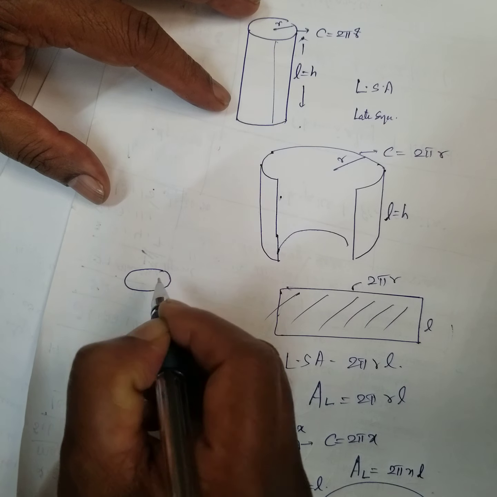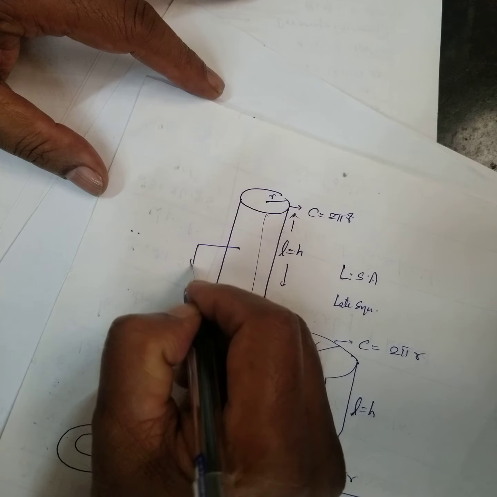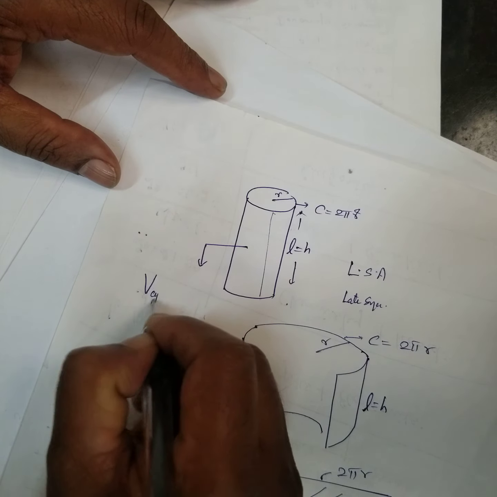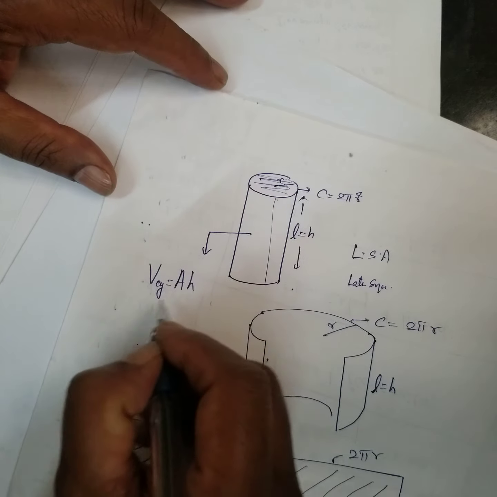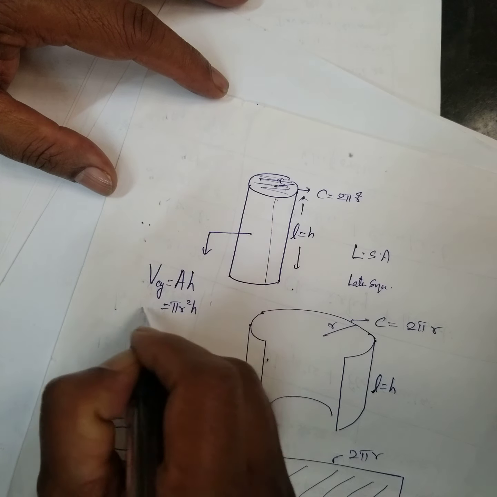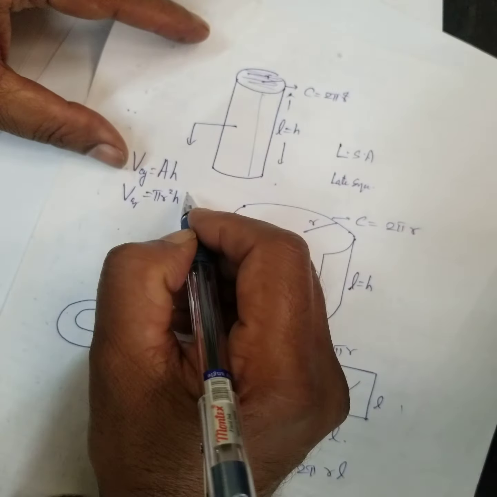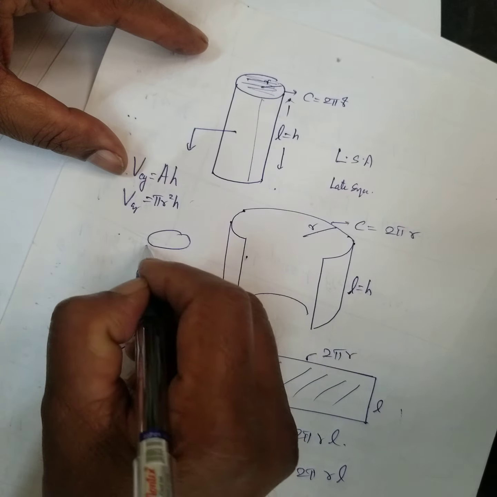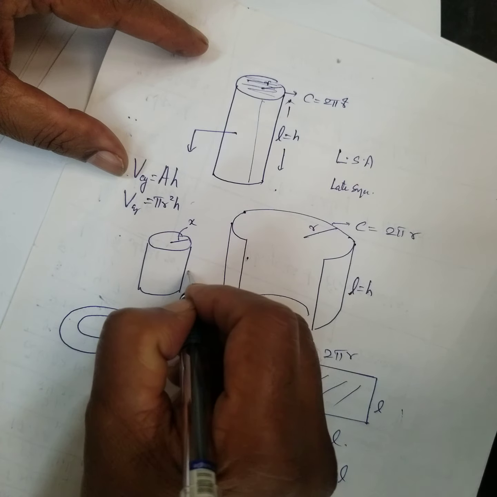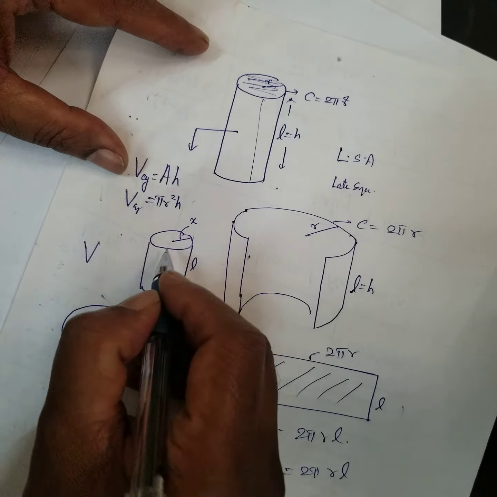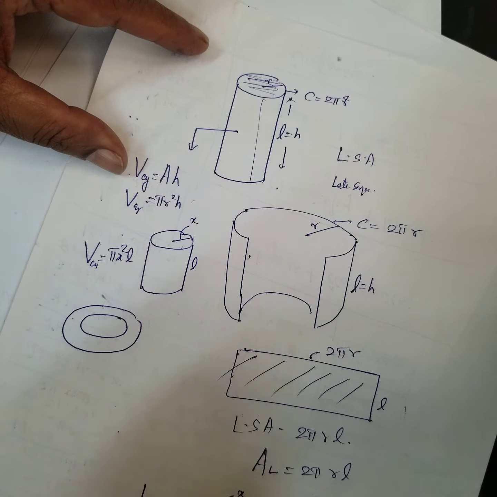Now I want to find out the volume. What is the volume of the cylinder? It is area into height. The area is pi r square, so the volume is pi r square into h. In this case, suppose I have a cylinder of radius x and height L. Then the volume of this cylinder is pi x square into L.